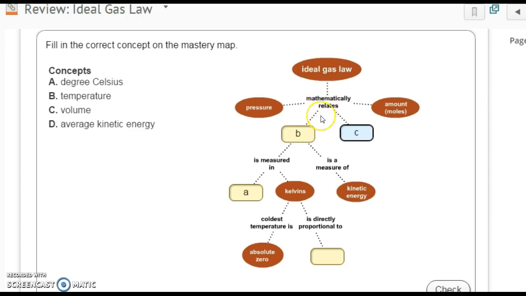And the ideal gas law mathematically relates temperature. It's measured in kelvins. The coldest temperature is absolute zero, and it's directly proportional to the average kinetic energy. Ta-da! All right.